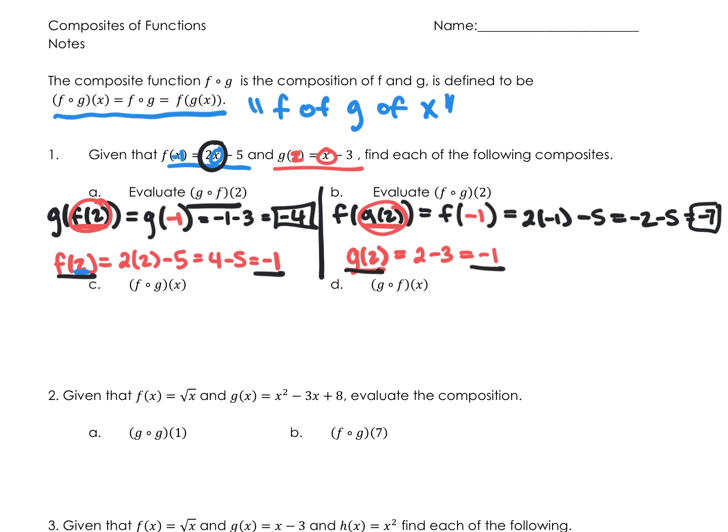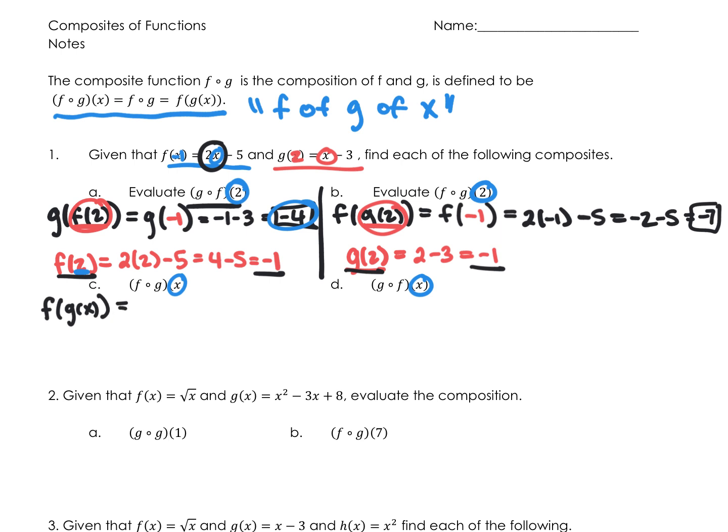Now, A and B all had numbers here, and your answer was a number. C and D, these have x's here. So our answer is not going to be a number. It's going to have an x in it. So these are a little bit trickier, okay? But we start the same way. We're going to write down what we mean, f of g of x.